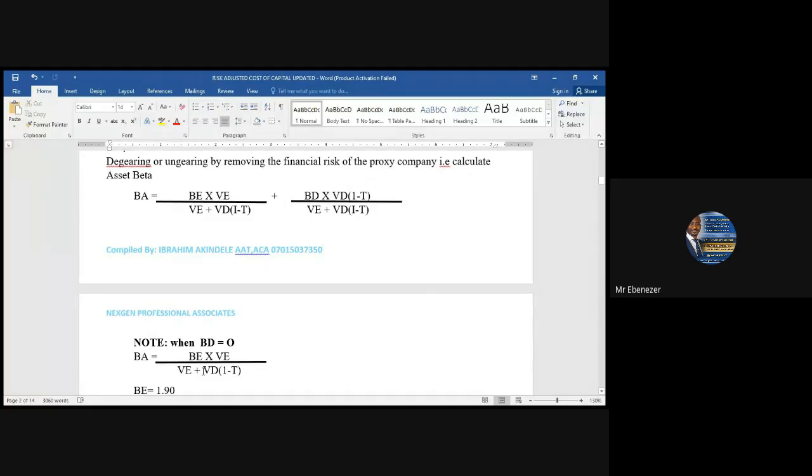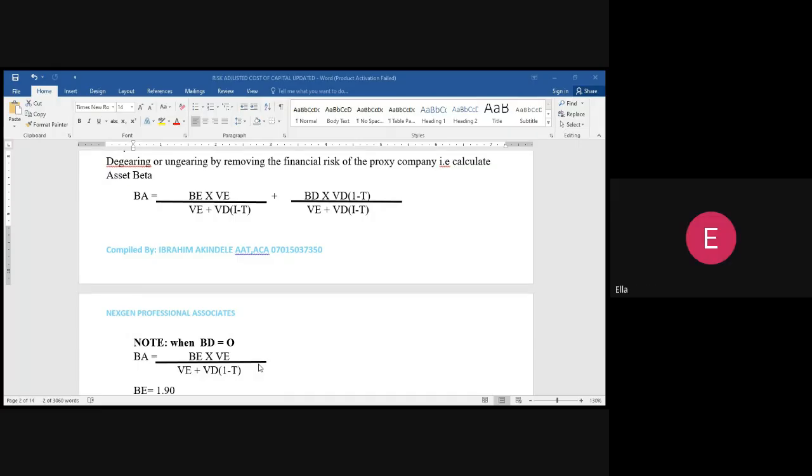Yes, I do understand. It's one formula, this is the formula actually, but you can only use the first part if the beta debt of the proxy company is equal to zero. When it is equal to zero, you will just use the first formula, because all those things on the right-hand side will become zero. Do you get? Yes, I get.